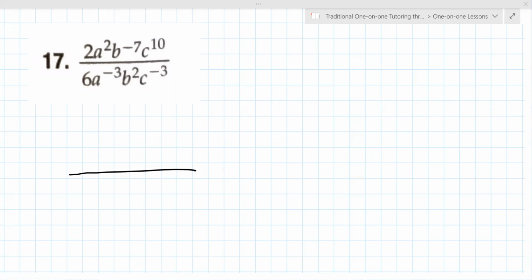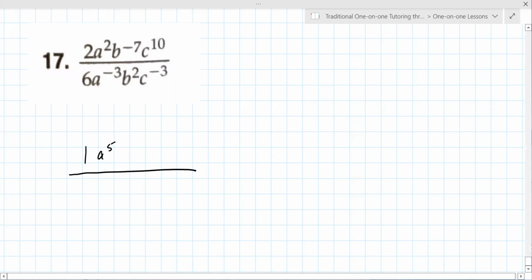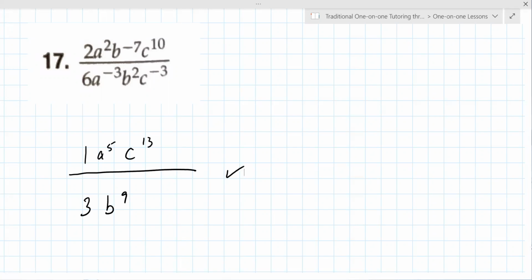Okay. I got 1 and then a to the power of 5, and then c to the power of 13 over 3 and then b to the power of 9. Good. And you've accounted for all the variables and letters there. Really good. Okay, I'm going to quickly run through 16, and that'll probably be it for today.